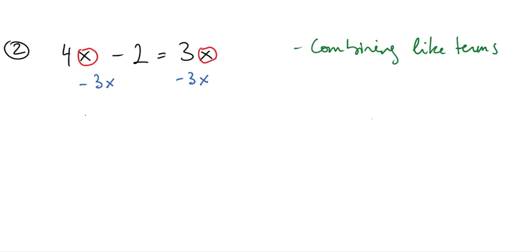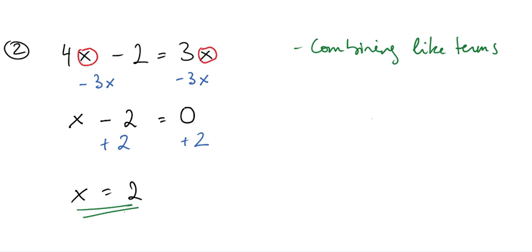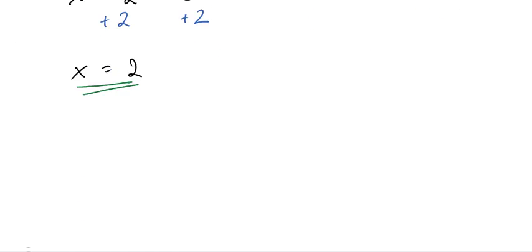So 4x minus 3x is 1x. It's just x. And then minus 2, because we can't forget this 2, is equal to 3x minus 3x, 0. Okay, well we still don't know what x is. But we can get rid of this 2 and put it on the other side. So we have to add 2 to both sides. So here we have x minus 2 plus 2, which is just x, is equal to 0 plus 2, which is 2. There we go. We've done 2 examples now. Let's try one last one.